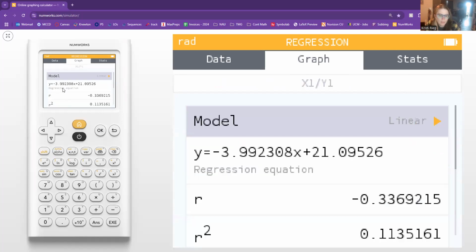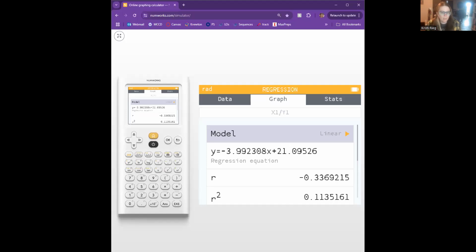And so there is the equation for regression, and for the R, so I'm going to go ahead and write that in. Y hat equals negative 3.99x plus 21.10, I guess that's going to round up to 10. And then R equals negative 0.34.